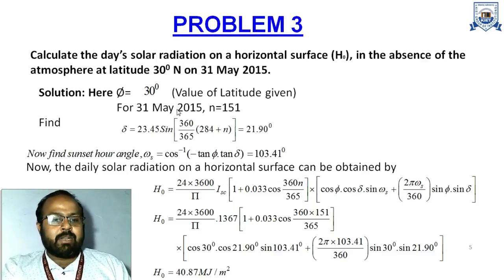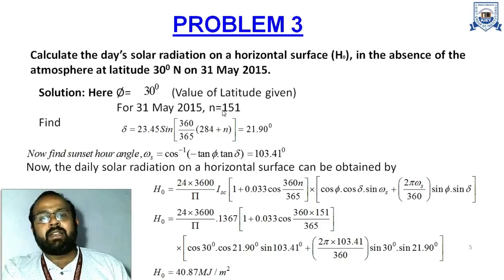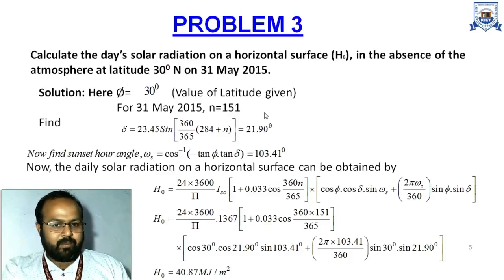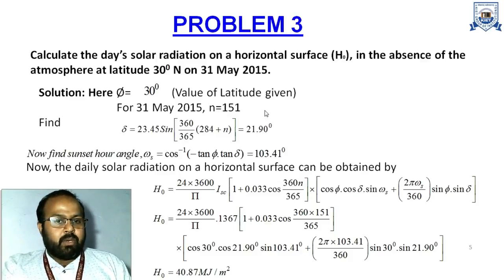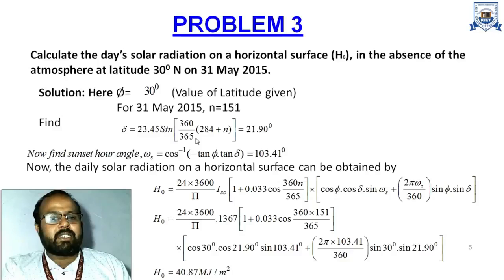The next step is to calculate the number of days. For 31 May 2015, n equals 151 days. After that, the next step is to calculate the declination angle, del equals 23.45 sine of 360 by 365 times (284 plus n), which equals 21.90 degrees.